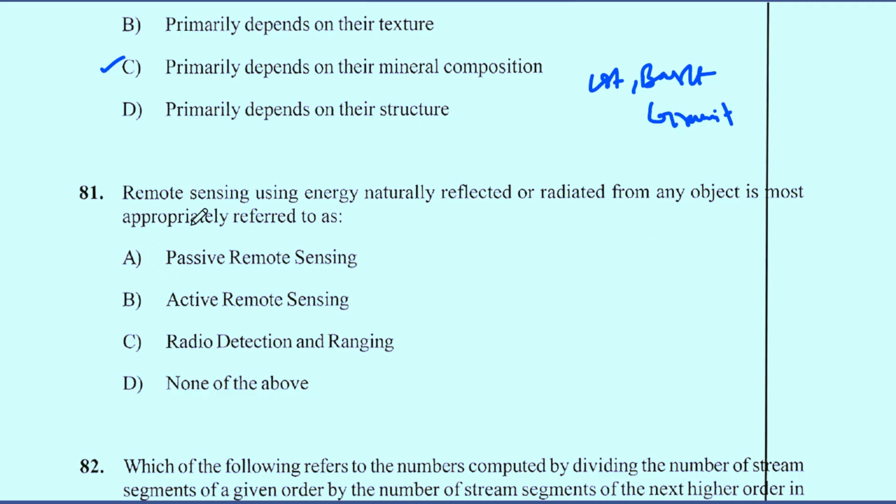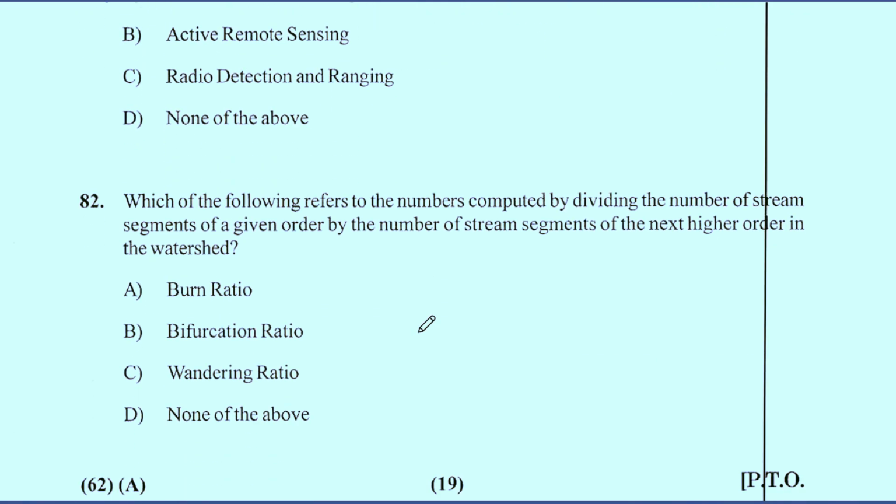Next question: remote sensing using energy naturally. Natural energy is used in passive remote sensing. If a satellite or sensor provides energy itself and records the same energy reflectance, we call it active remote sensing, radar like this.